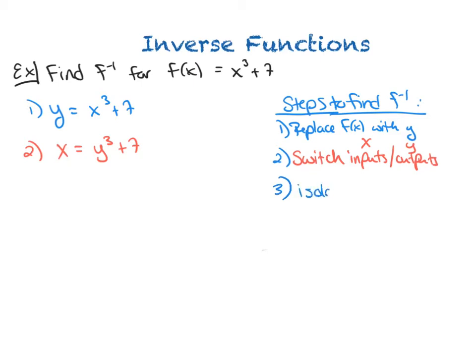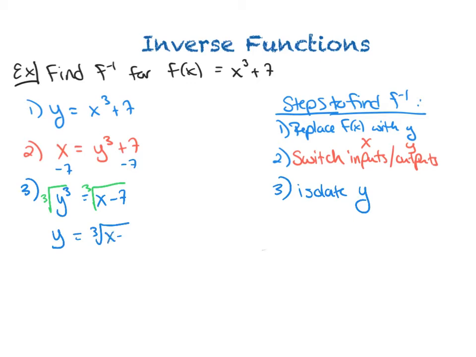We're going to now isolate our new y. So let's see, isolating that y, we'll subtract 7 from both sides. So I have y cubed equals x minus 7. And then to get rid of the cubed around the y, we'll take the cube root of both sides, giving us y equals the cube root of x minus 7. Thankfully, it's an odd root, so I don't have to put a plus or minus sign. And that is our inverse function. f inverse is equal to the cube root of x minus 7.